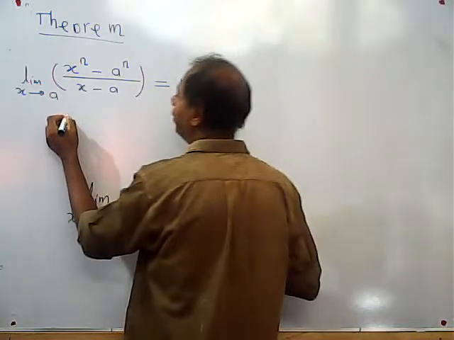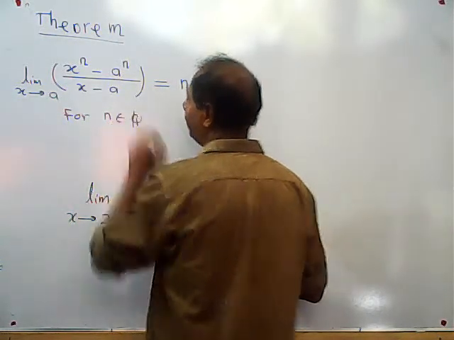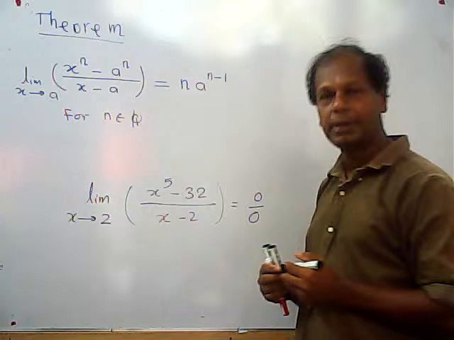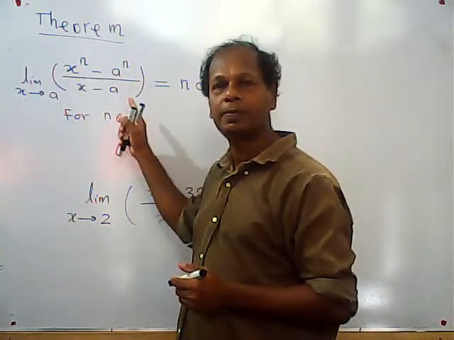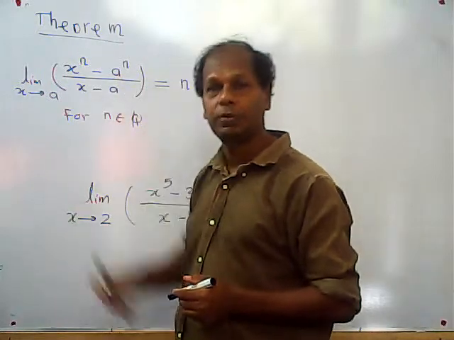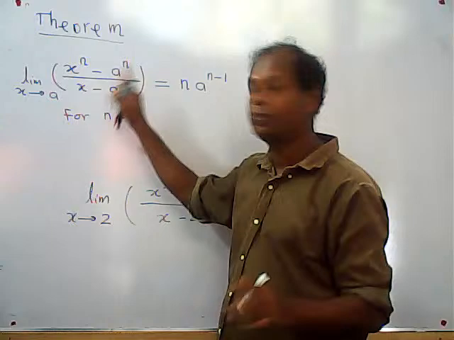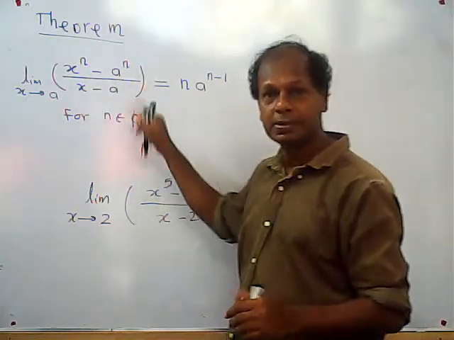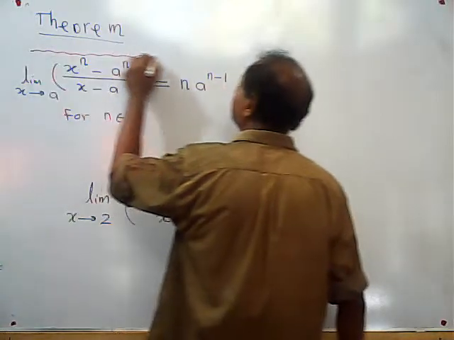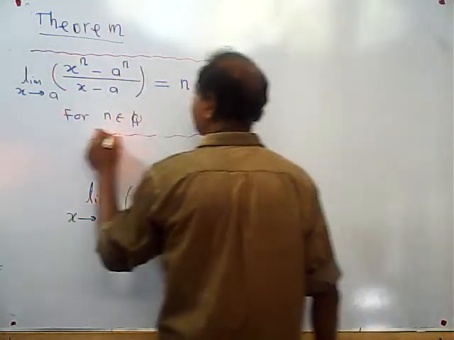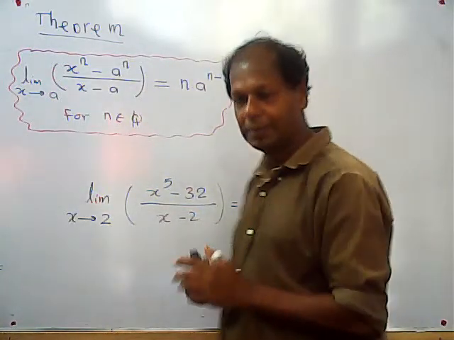This holds for any rational number n. For any rational power, you know that when you write a power or an index like this, it has to be rational, right? A long time ago we discussed it. So the theorem is valid for any rational power. This is the theorem.